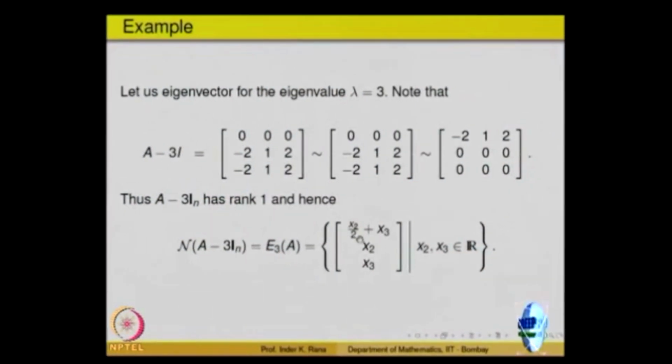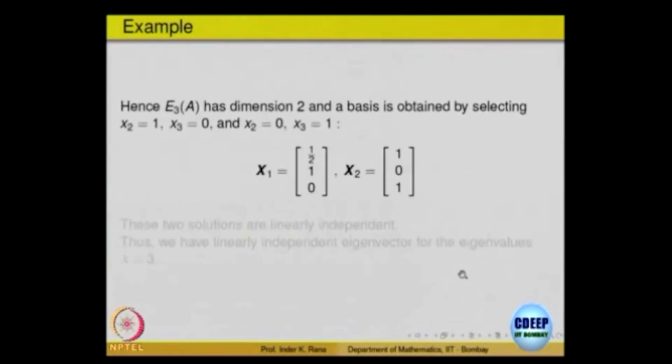So what is the null space? You can give x2 and x3 arbitrary values, right? That is what we said, x2 and x3 arbitrary values, and find x1 in terms of x2 and x3. So that is how you write it. It consists of all vectors of this form where x2 and x3 are arbitrary, right? That is writing the null space.